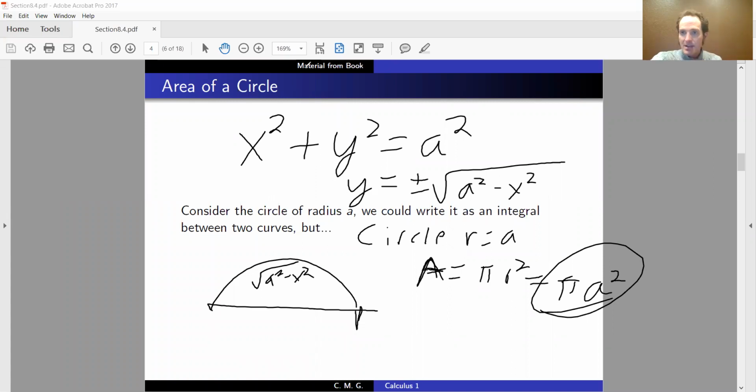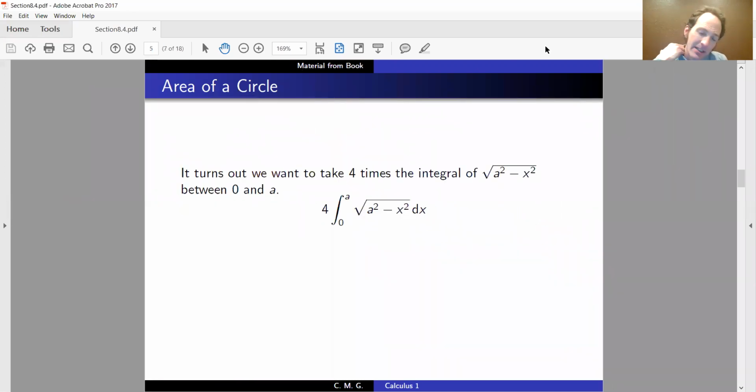So twice the area of the top function is the circle. Or even better, maybe even more convenient, is a quarter of this integral times 4. And so if I integrate from 0 out to a the top function, and then multiply that by 4, what I should get is the area of the circle. And so at the end of all of this, I should get pi a squared if I've done my integral correctly. Okay, so let's set up that integral.